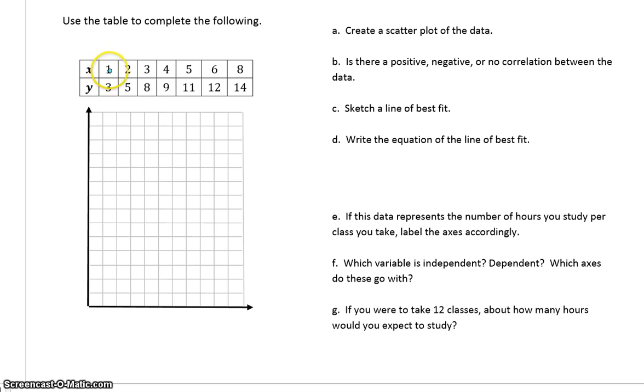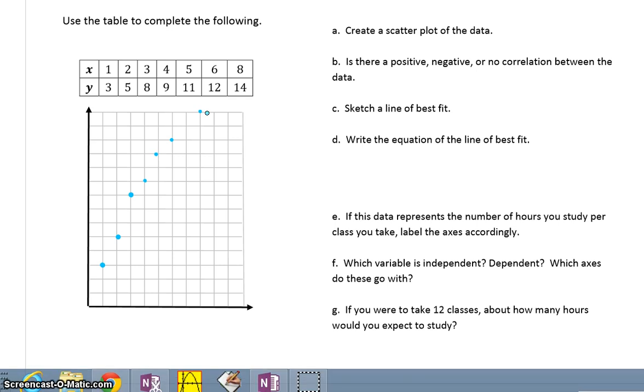So we're going to plot the point (1, 3). So over 1, up 3. So run, then jump. (2, 5), over 2, up 5. (3, 8), (4, 9), (5, 11), (6, 12), and (8, 14). So you can see that they don't go in a perfect line, but they do have a direction that they're going in.